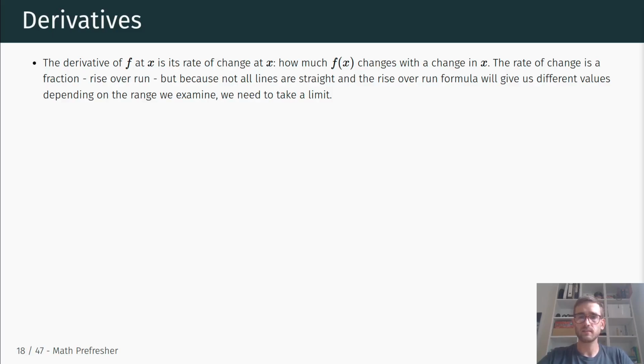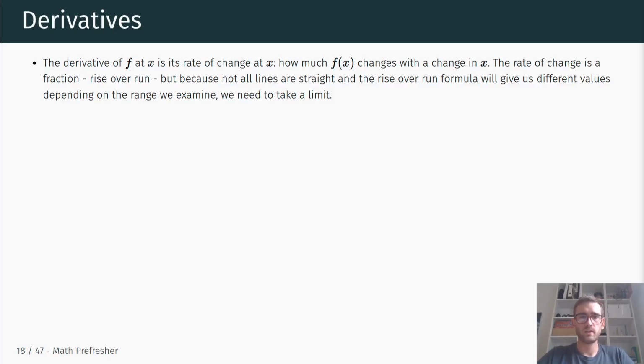But this doesn't necessarily have to be constant over the range of x, right? Since not all lines are straight lines, they might rise more over a certain period or fall at a certain period. There are different values in the rate of change across different ranges of x, and so the derivative describes how the rate of change behaves at any given point in x, okay?